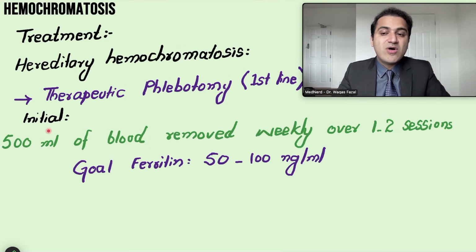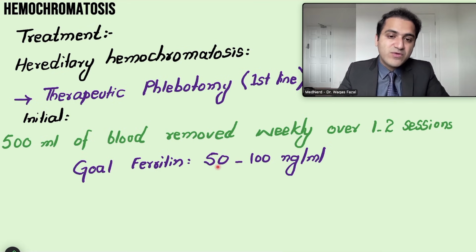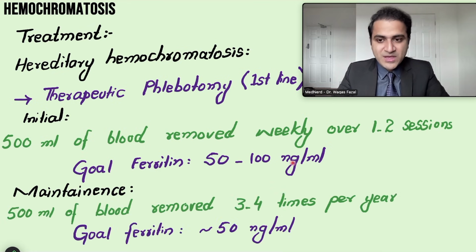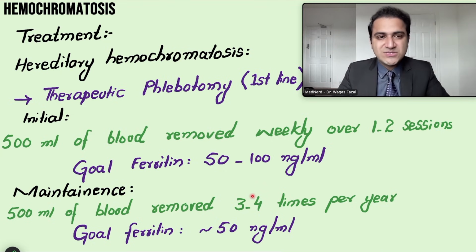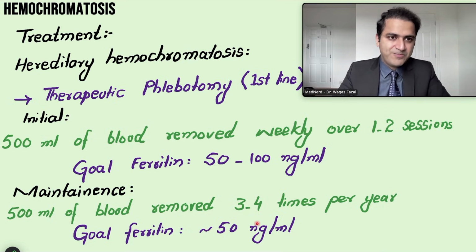In the initial stages, you remove 500 ml of blood weekly over 1 to 2 sessions, and the goal is to continue until you achieve a ferritin of 50 to 100 nanogram per ml. After that, you remove 500 ml of blood 3 to 4 times per year. So that is therapeutic phlebotomy, where you remove the patient's blood so that you can remove the excess iron. The goal ferritin is somewhere around 50 nanogram per ml.